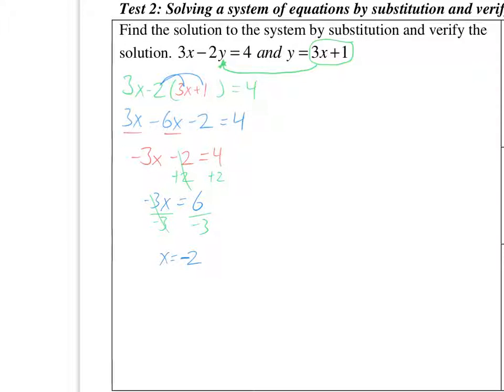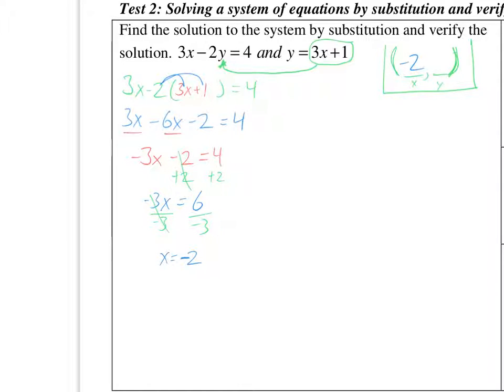Because our answer, by the way, is a coordinate, xy, and that coordinate is where the two graphs cross. That's what we're looking for. So what we now know is the x value of that coordinate where they cross is negative 2. So I know half my answer: negative 2, something, where they cross. But now how do I find the y value? I know the x. I now need to find the y.